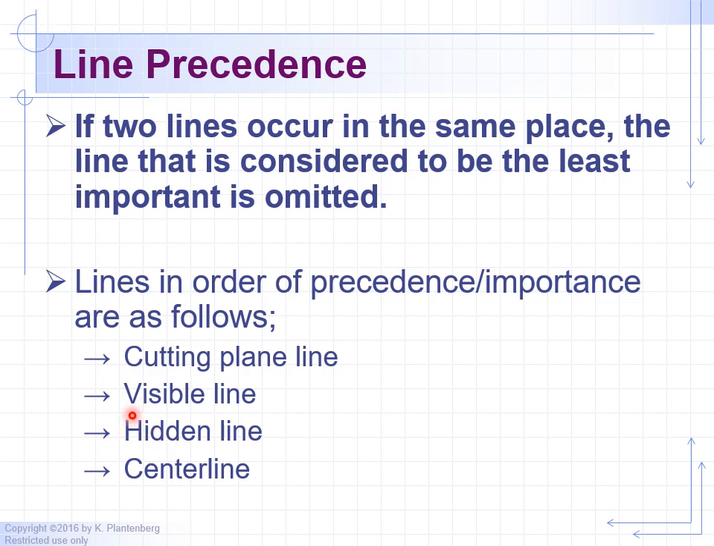If, say, visible and hidden are both there, then you only show the visible. If hidden and center are both there, you only show the hidden. If visible and center, you only show the visible, right? So that's what I mean by precedence of lines. And again, the more important one, usually the darker one, is the one that's actually going to be represented.